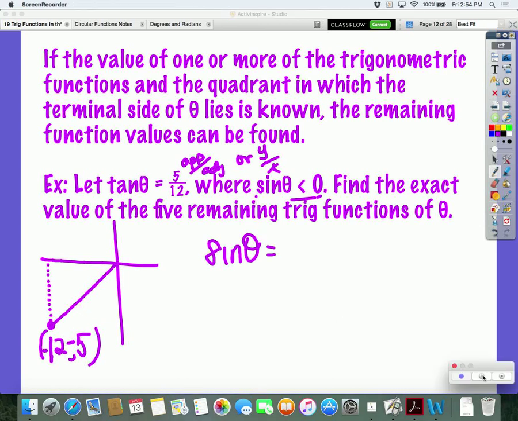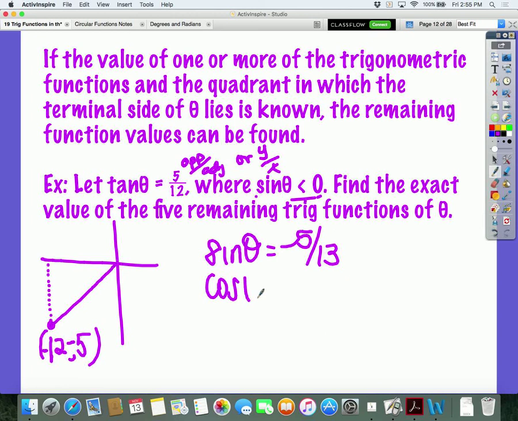Sine theta. What did you guys get? Negative 5 over 13. Negative 5 over 13. Yes, because r would have been 13. The square root of 169 is 13. Cosine of theta would have been negative 12 over 13. Remember, you are in the third quadrant, so both sine and cosine are negative.